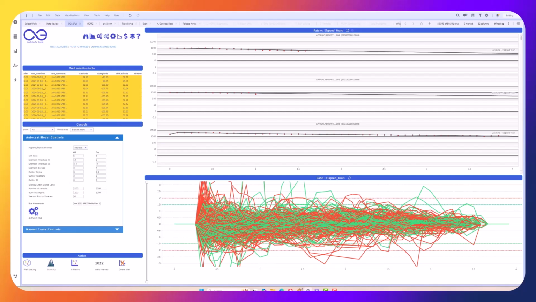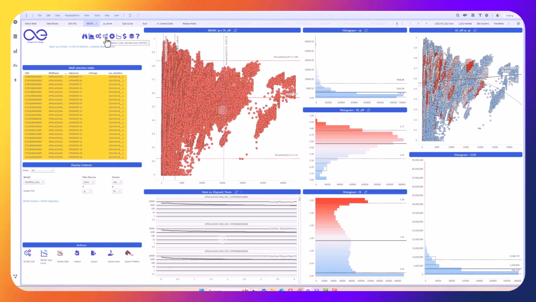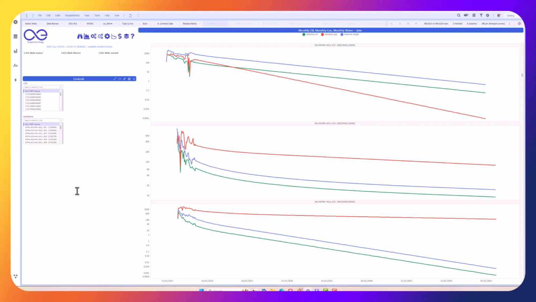The MCMC EUR run was run to see the distribution of EURs for the well set. This process is compute heavy and took 5 minutes to complete for the 1022 wells, approximately 3.4 wells per second, both streams. Step 9. The forecast curves were reviewed and the forecast data exported to Excel for submission to the SPEE.